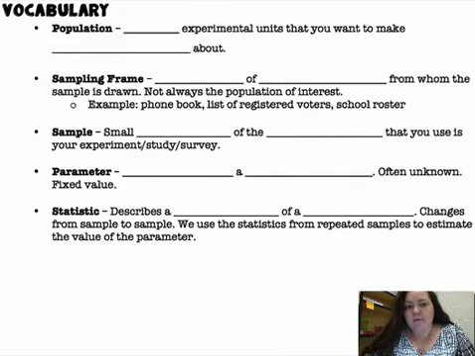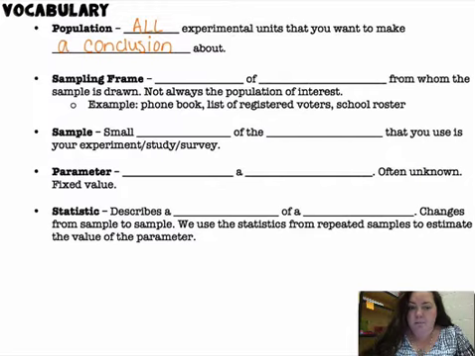Alright, so in this video we're going to talk about sample surveys, and we're also going to talk about bias. Alright, so some vocabulary. A population is all the experimental units that you want to make a conclusion about.